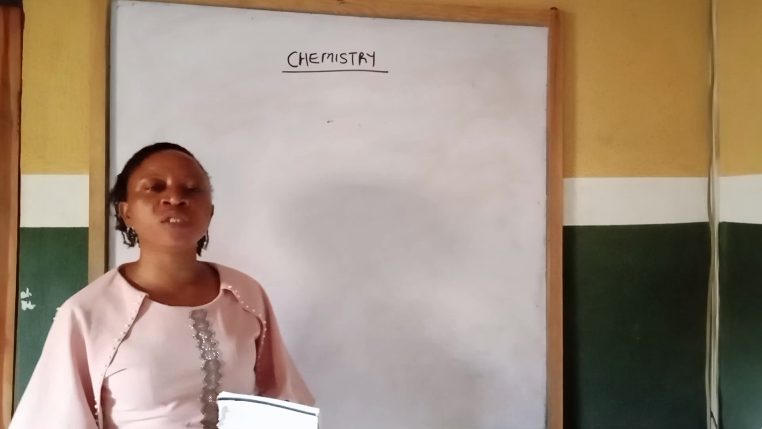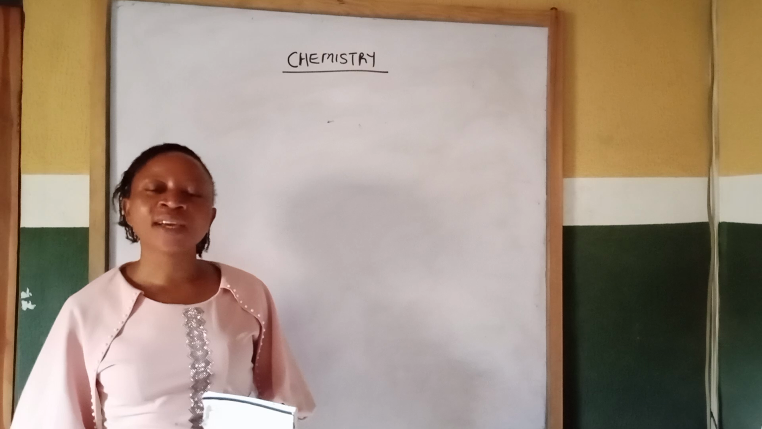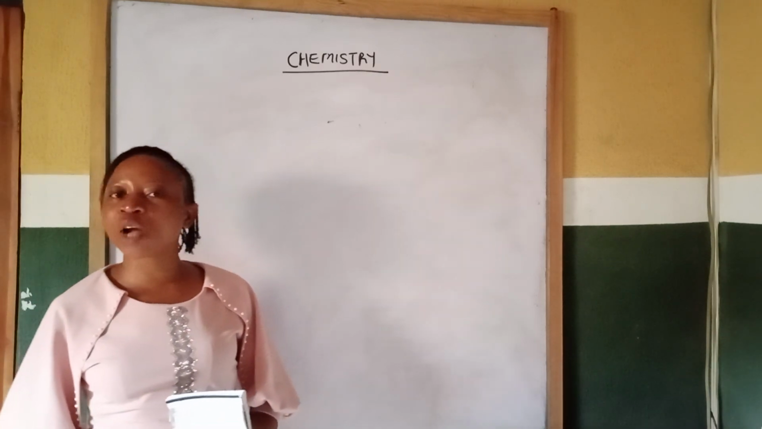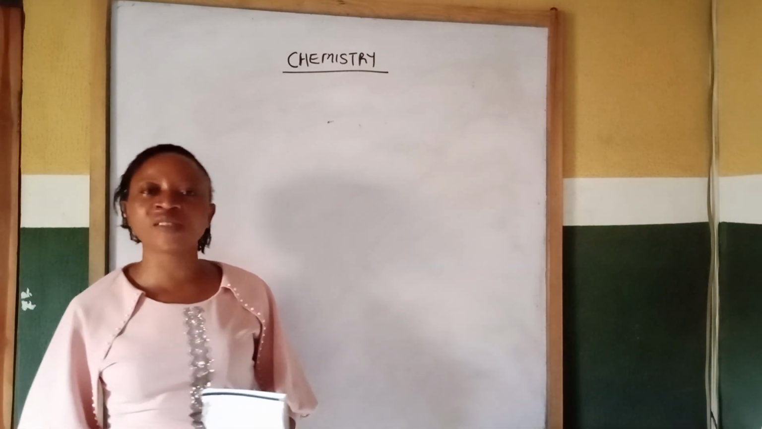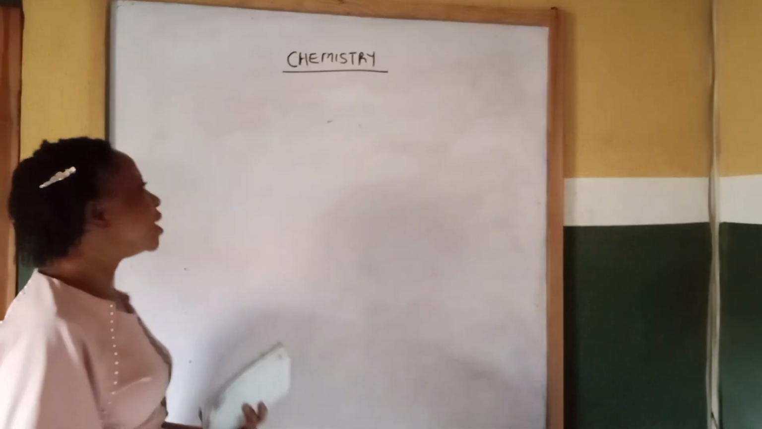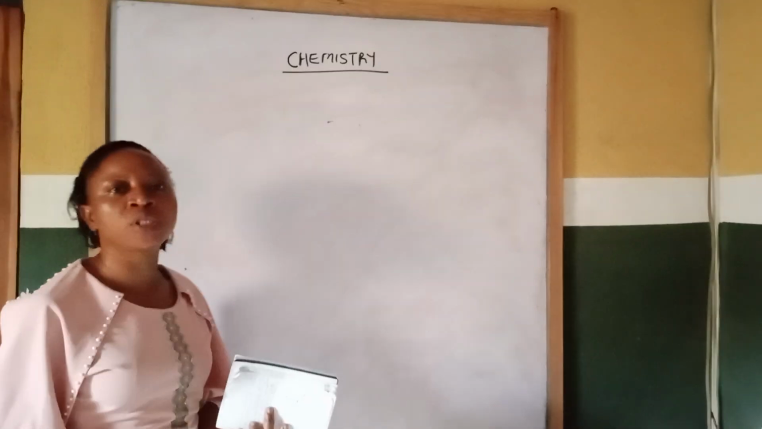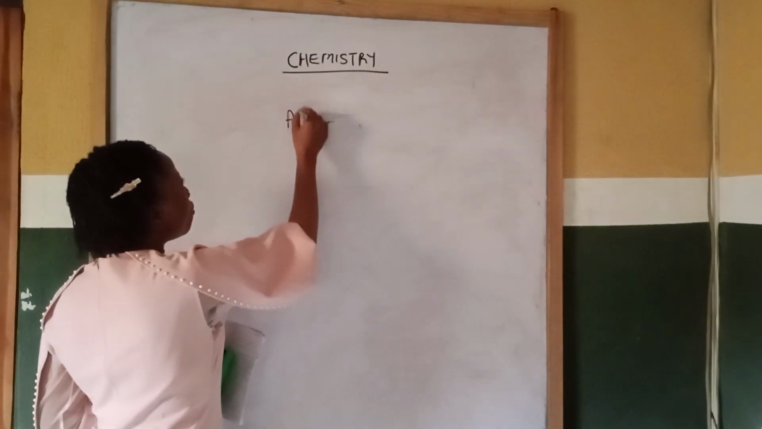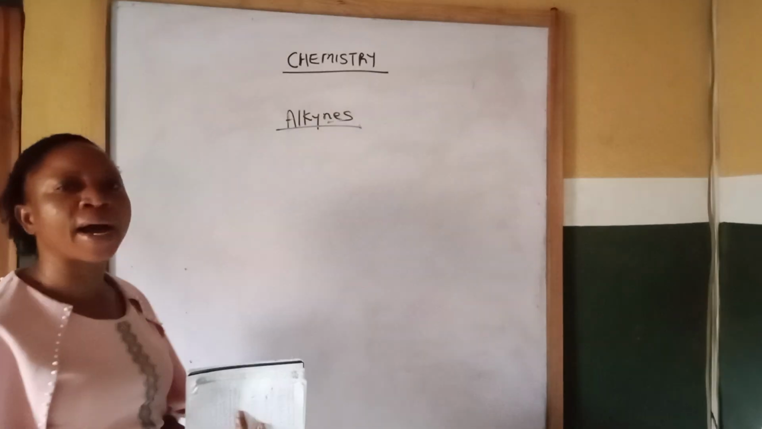My name is Oluwatoyin. Today we are going to dig through a topic in organic chemistry called alkyne. What are alkynes? Alkynes are unsaturated hydrocarbons having a triple bond in their structure. The triple bond consists of a very strong sigma bond and two relatively weak pi bonds.